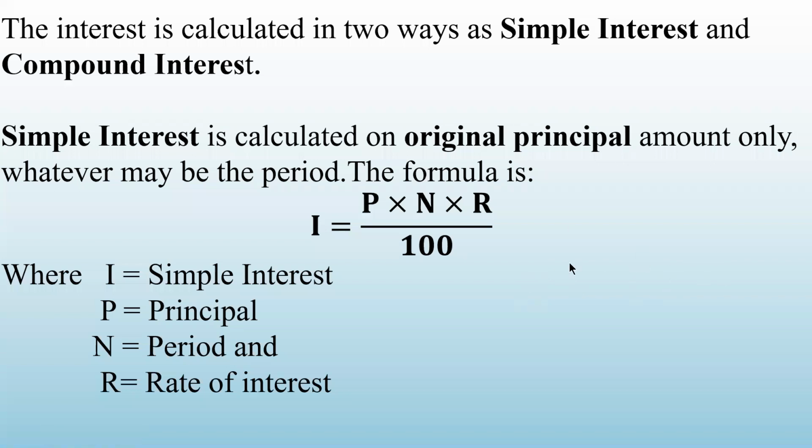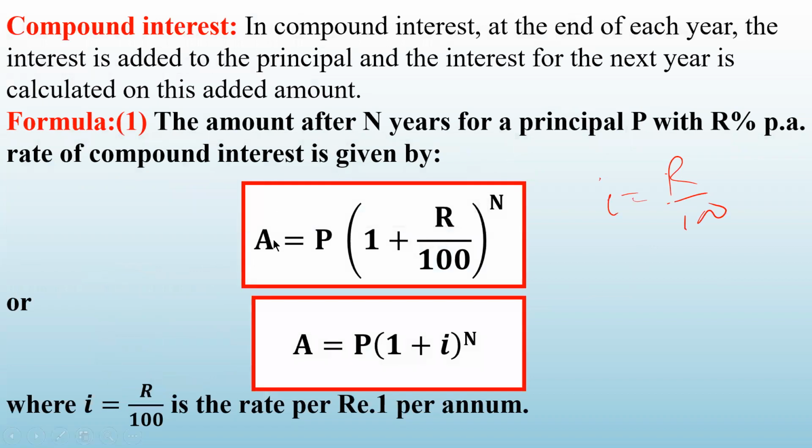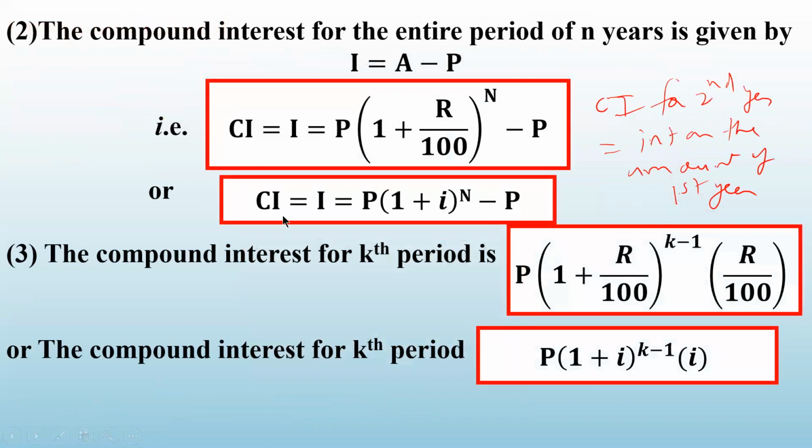Then we have also seen the amount when you are using compound interest. The amount is given by P into 1 plus R upon 100 raised to power n. Many a times we denote R upon 100 by i, which is the rate per rupee. So the same formula we can write as A equals P into 1 plus i raised to power n. And compound interest is given by amount minus principal. When you subtract the principal from the amount, you will get the compound interest.